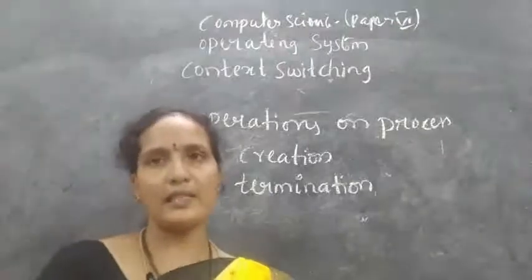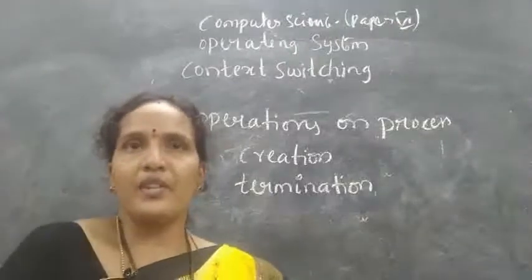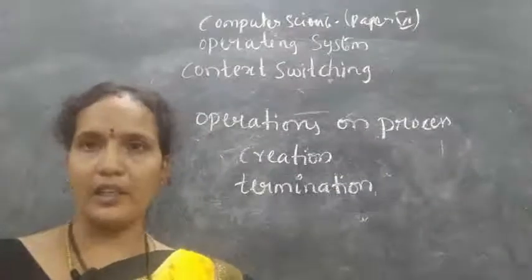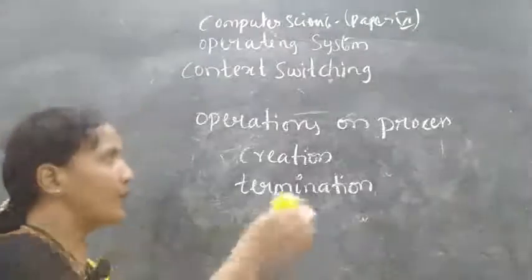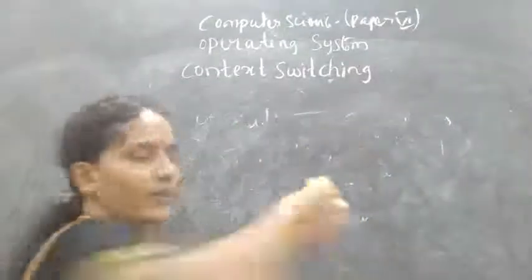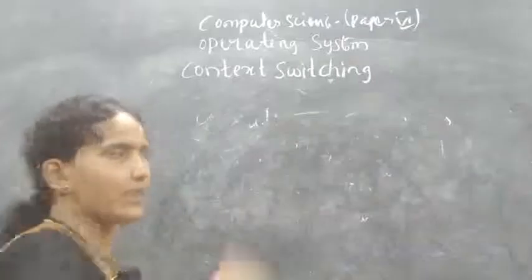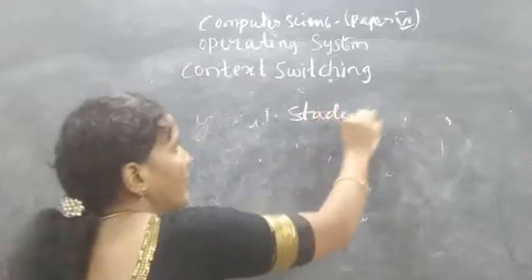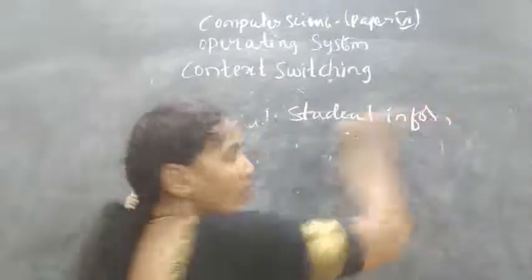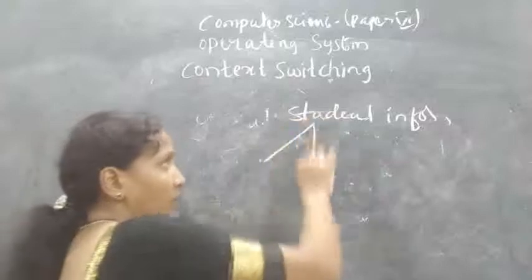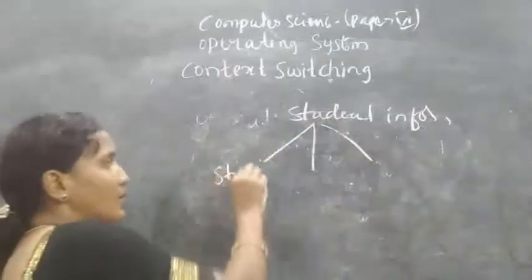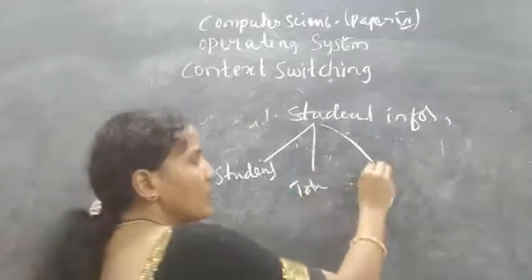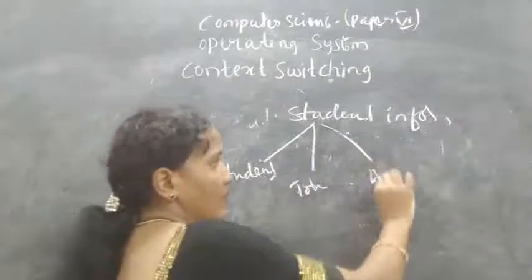While one process is executing, there may be a situation where it has to create a child process. Here, I will give you one example. We are writing a program to calculate the average of student information. Under student information, what I want to display is student biodata, student total marks, and student average marks.